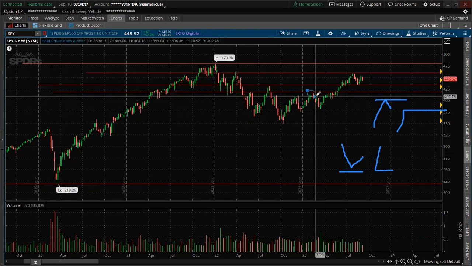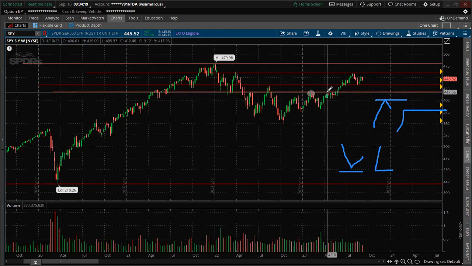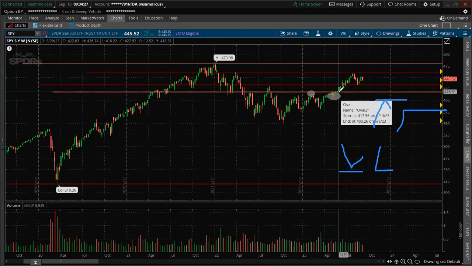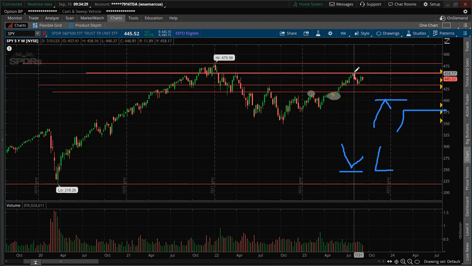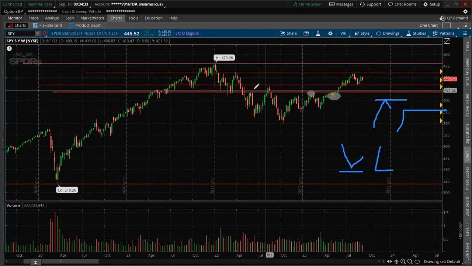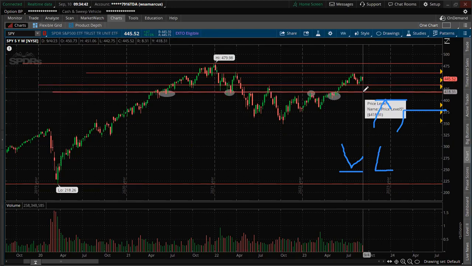You can see it was rejected over here. It was rejected over here. It actually became, that resistance became support. The candles started to hold above that 420 level in order for us to start pushing up towards these 460 levels, right? Now you can see that 420 was support over here in the past. It was even support over here in the past. So I know, hey, if I was to short, I'd probably want to watch out around that 420 zone.